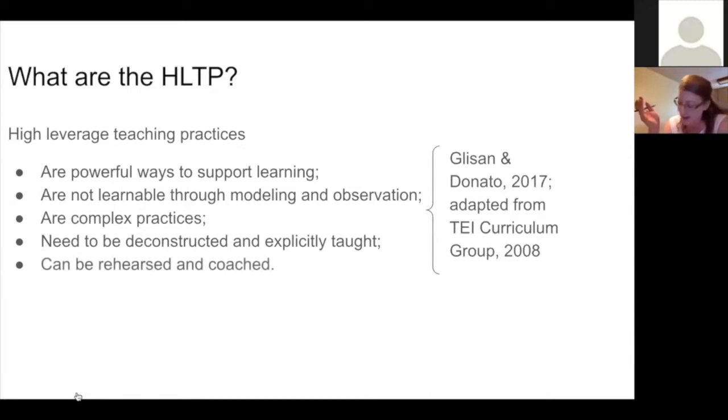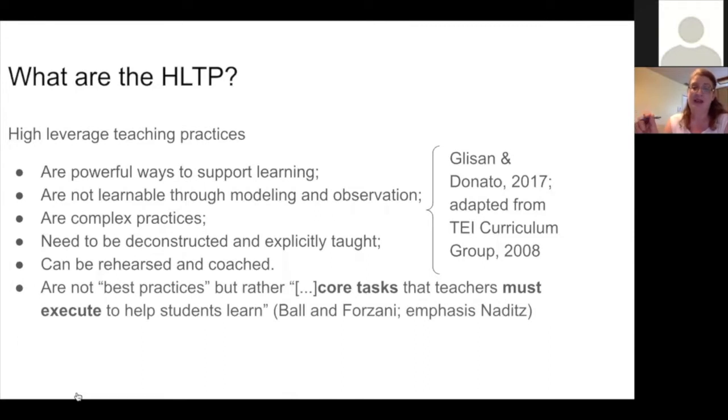And they can be rehearsed and coached. But one really important distinction that is critical to highlight is that they are not the same thing as best practices. As Ball and Forzani said, these high leverage teaching practices are core tasks that teachers must execute in order for students to learn. So these are so integral to instruction that they can't be set apart as innovative pockets of best practices teaching, because these practices really need to occur in every classroom or learning situation.